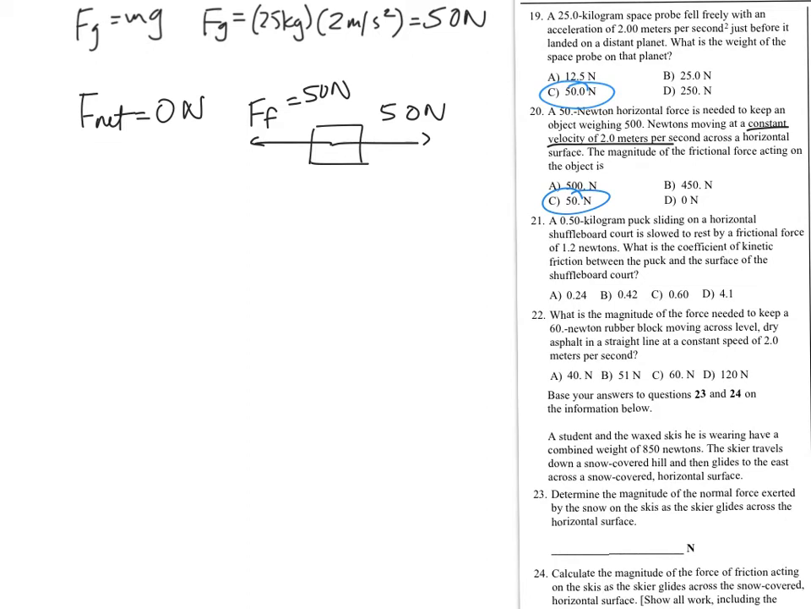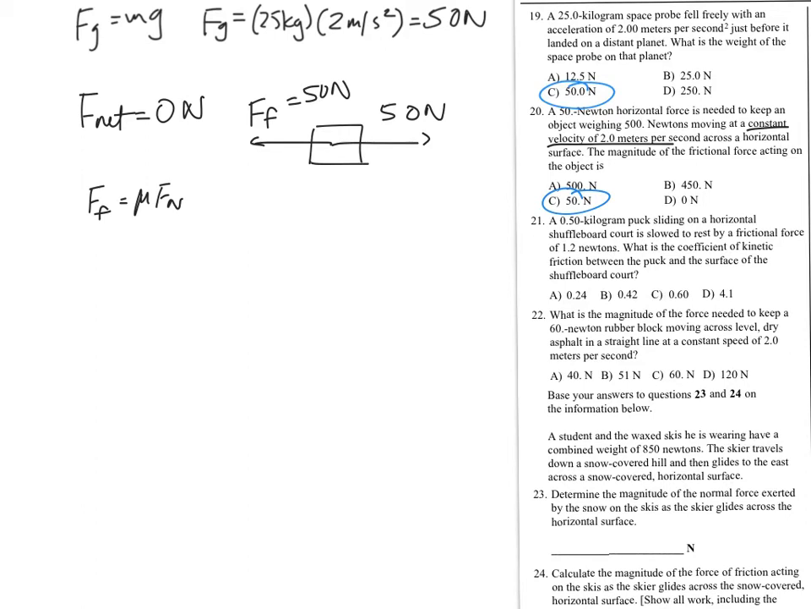A 0.5 kilogram puck sliding on a horizontal shuffleboard court is slowed to a rest by a frictional force of 1.2 newtons. What is the coefficient of kinetic friction between the puck and the surface of the shuffleboard court? Okay. Force of friction equation is F_f is equal to mu times F_N, the normal force. We're given a 0.5 kilogram puck. That will help us find the normal force.